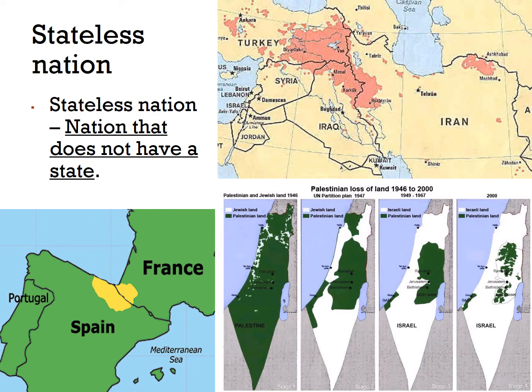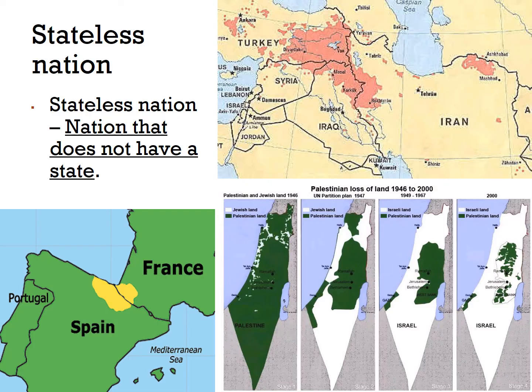The largest stateless nation are the Kurdish people, with between 25 and 30 million people without a state of their own. The Kurds are spread across 6 states in Southwest Asia, primarily in Turkey, Iraq, Iran, and Syria, but with smaller numbers in Azerbaijan as well as Armenia.